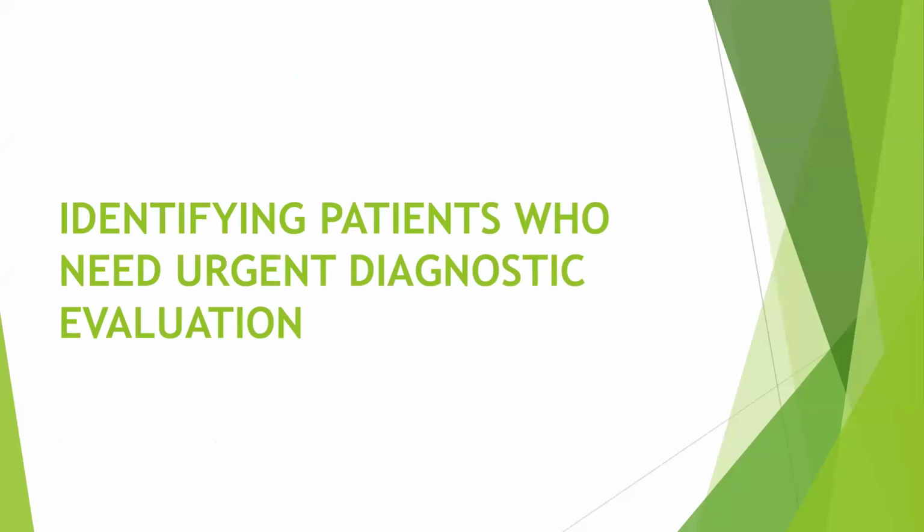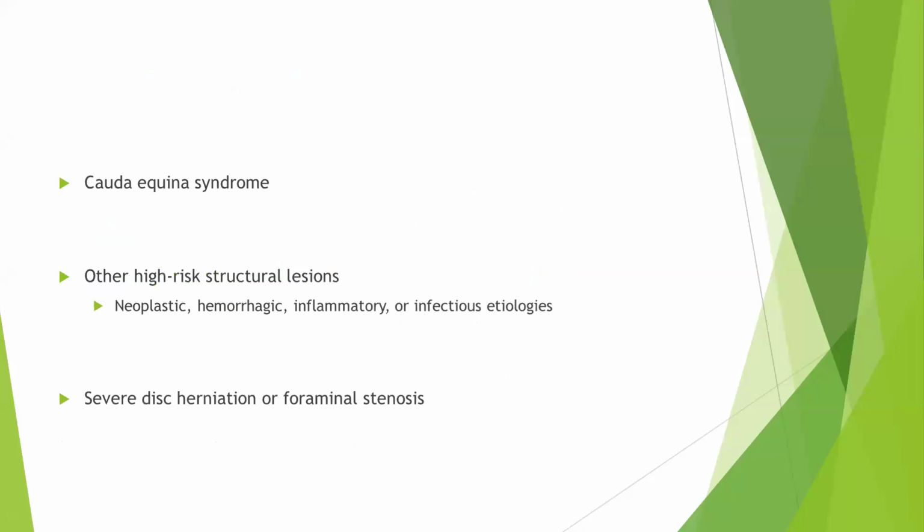The most important thing for us as physicians, as pain clinicians, is that we identify the patients who need urgent diagnostic evaluation and urgent neurosurgical referral. And these are mainly three groups, as we talked about previously: cauda equina syndrome, and the other high-risk structural lesions, for example, hemorrhage, neoplasm, inflammation, or infectious etiologies. And the third category is if the disc herniation is very severe, associated with quite marked neurological deficit, because all these categories can have a degree of reversibility if timely action has been taken, rather than taking a routine pathway.